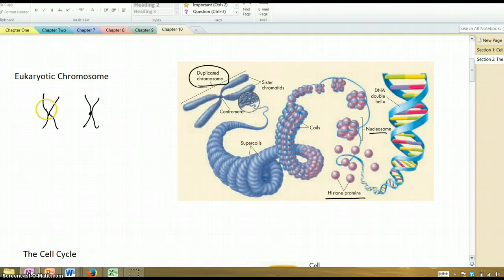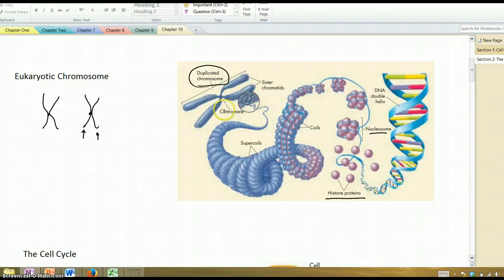That chromosome consists of two separate strands, or what are called sister chromatids. So here's a chromatid, here's a chromatid. And together, two chromatids make up a duplicated chromosome, and we call them sister chromatids because each of those chromatids is an exact copy of the other.